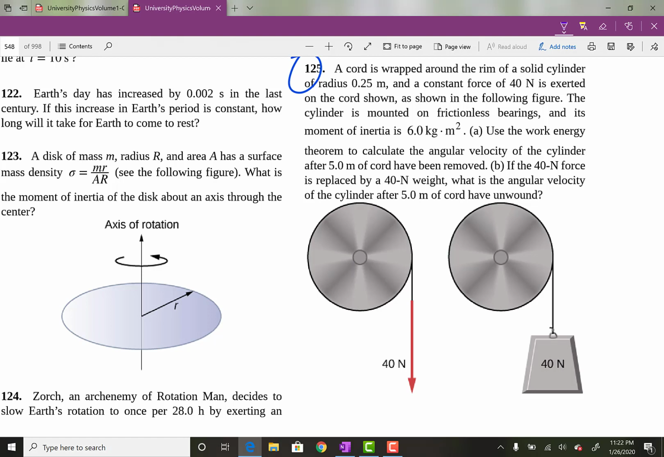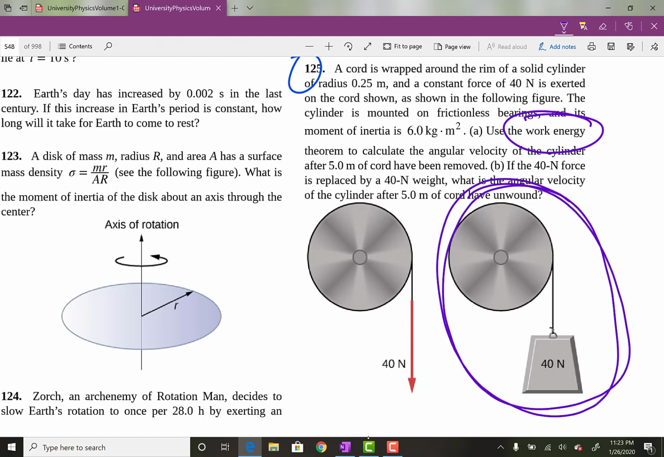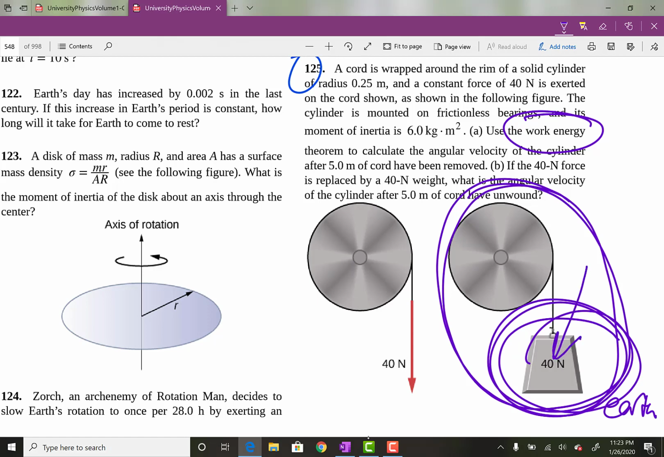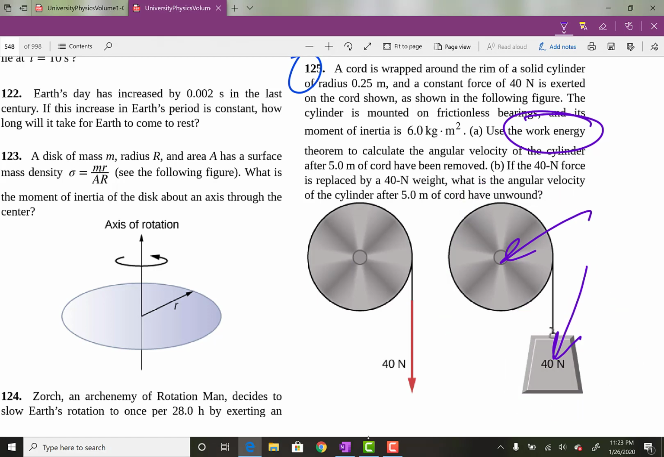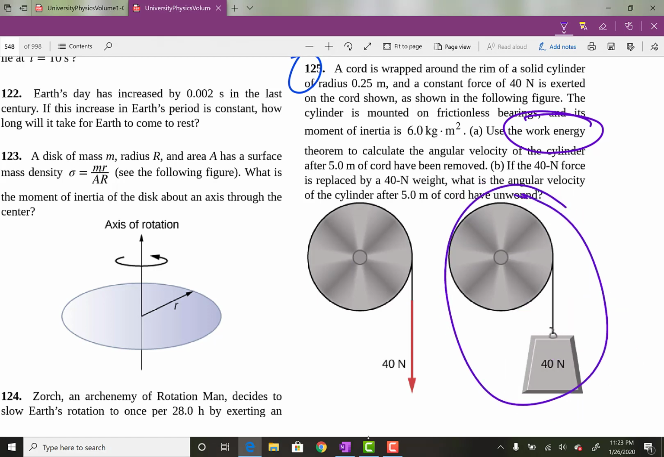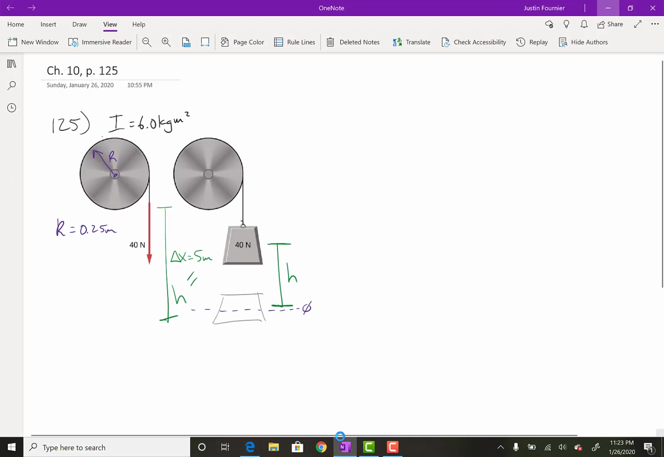All right, so basically what I'm going to do is use, like they suggest, the work energy theorem to calculate the angular velocity from the rotational kinetic energy in part A. And then in part B, I'm going to say this whole thing is my system, and the Earth is going to be in there as well. Then I've got gravitational potential energy from that hanging mass, and that's going to convert to translational kinetic energy from the mass and rotational kinetic energy from the disk. So I'm going to use conservation of energy the second time around, but I'm going to use the work energy theorem the first time around. So that is my goal.